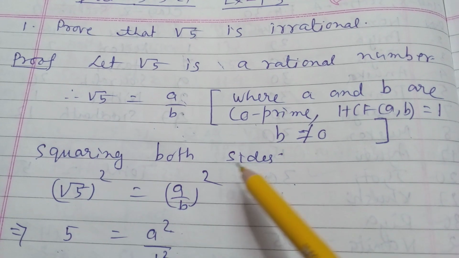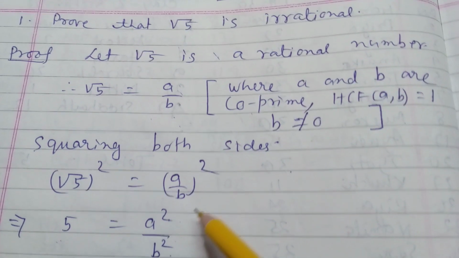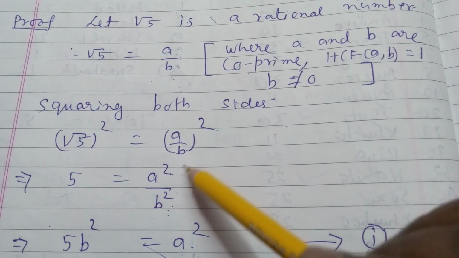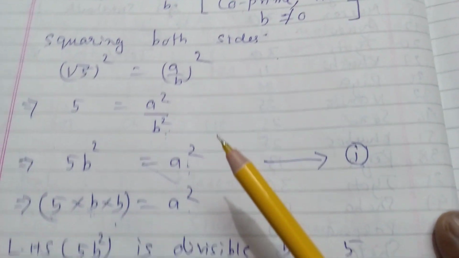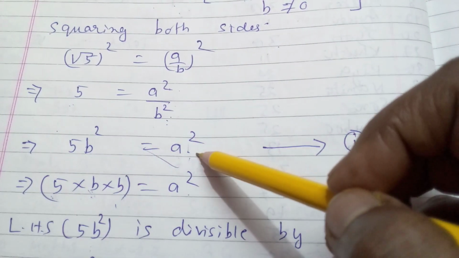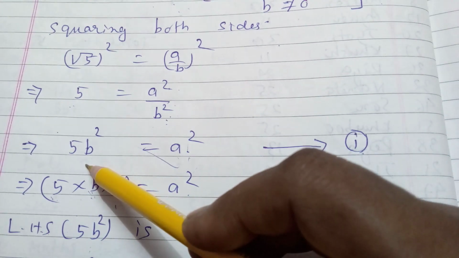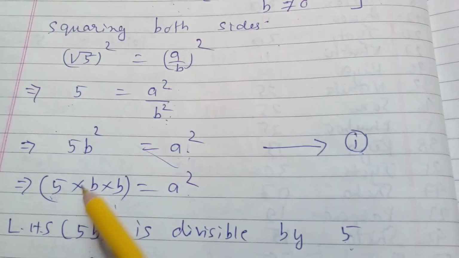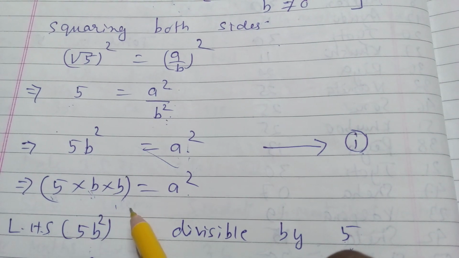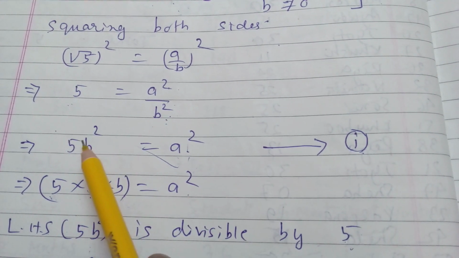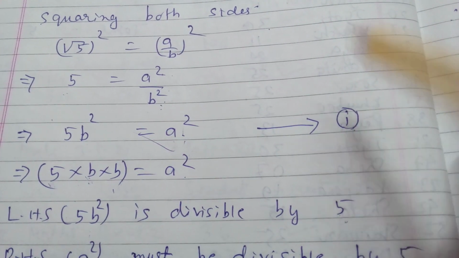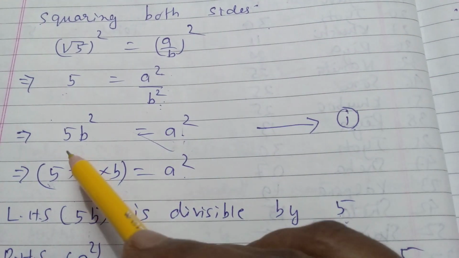Now squaring both sides. Root 5 square equals a by b square. So 5 equals a square by b square. So by cross multiplication, 5b square equals a square. Now the left hand side, which is 5b square, can be split up as 5 into b square, equal to a square. I have written this as equation number 1: 5b square equals a square.